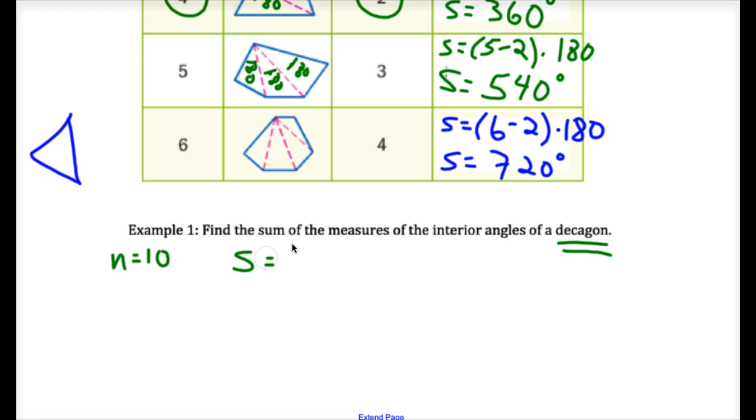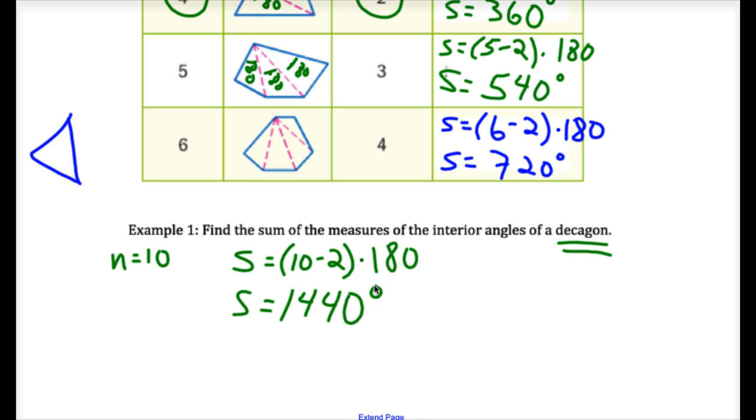S equals, what are we going to write? What does S equal? Henley? 10 minus 2 times 180. Tara, in your head, 10 minus 2? 8. Do that part in your head, guys. Then grab your calculator, go 8 times 180. How much is it, Tara? 1,440. Label it.